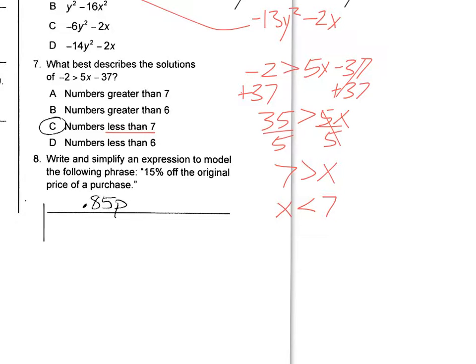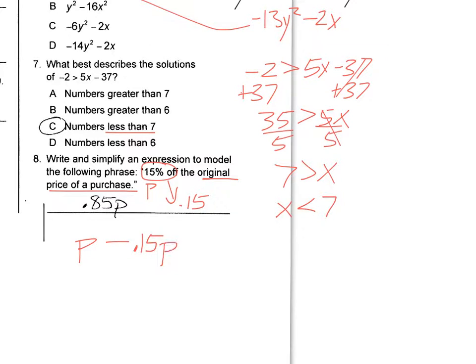Okay, number 8, write and simplify an expression to model the following phrase: 15% off the original price of a purchase. So the original price of the purchase I don't know, so I'm going to call that P. So I have the original price minus 15%. Remember, we changed that to a decimal. It's 0.15.